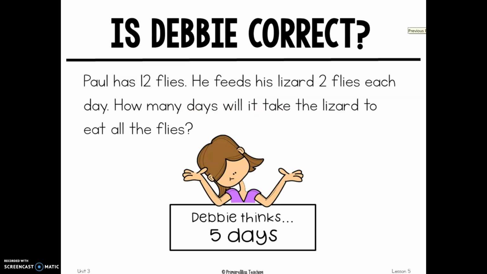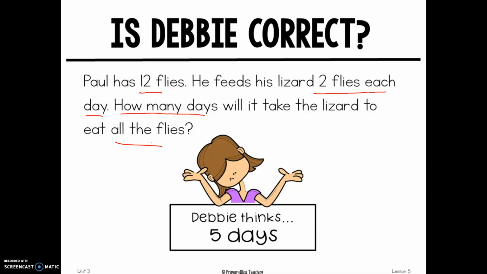Is Debbie correct? Paul has 12 flies. He feeds his lizard 2 flies each day. How many days will it take the lizard to eat all the flies? Debbie thinks 5 days. Well, let's think about this. What do we know? We know he has 12 flies. He's going to feed his lizard 2 flies each day. How many days will it take to eat all the flies?